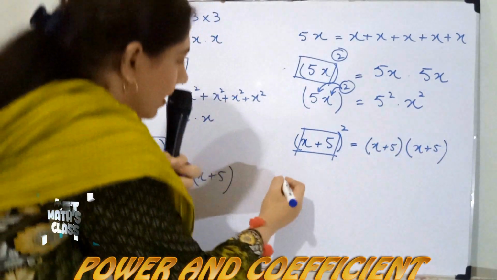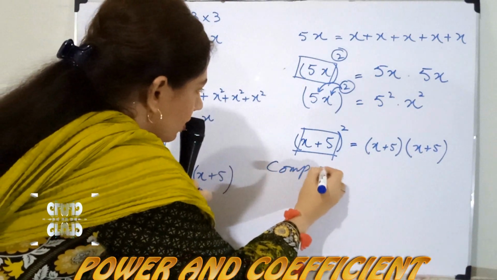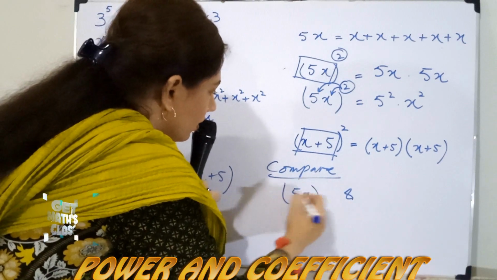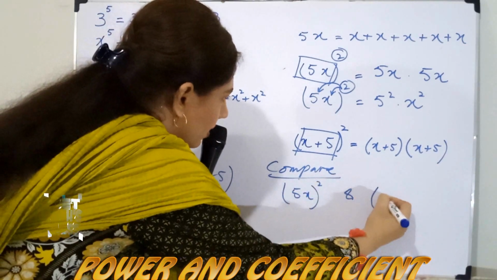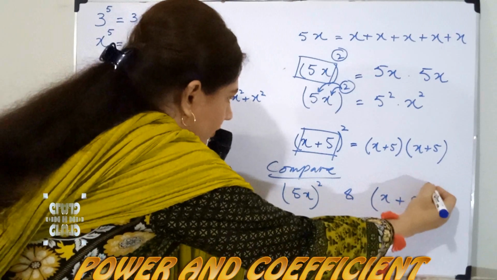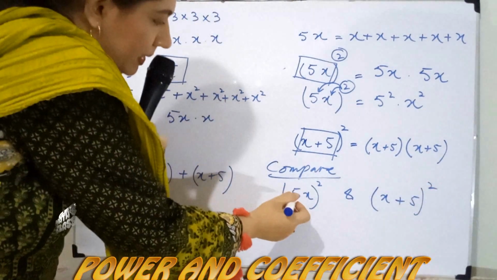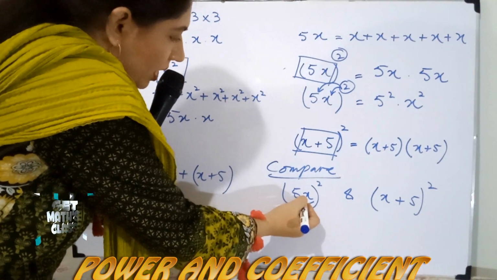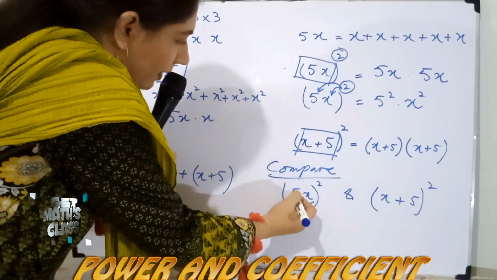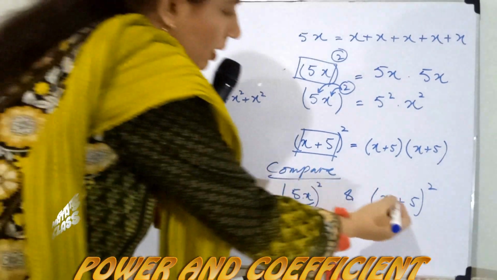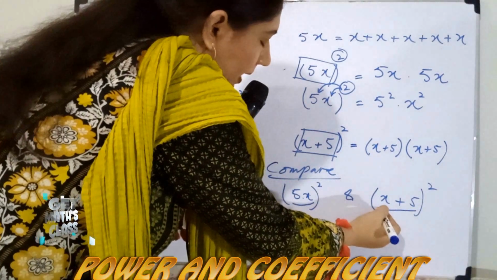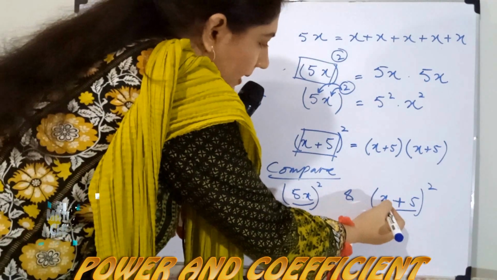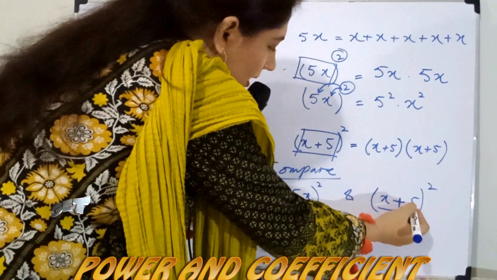But here if I compare 5x whole power 2 and x plus 5 with power 2, you can see the difference. Here the number inside the bracket is in the form of multiplication. These are factors of each other. 5 and x are factors. Here you can see the number enclosed in the bracket is in the form of terms because the plus sign is present here. x and 5 are the terms of each other.